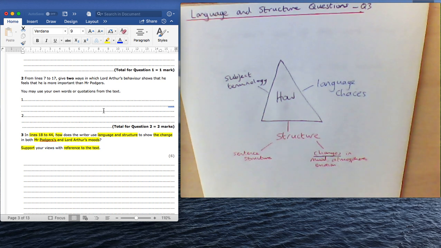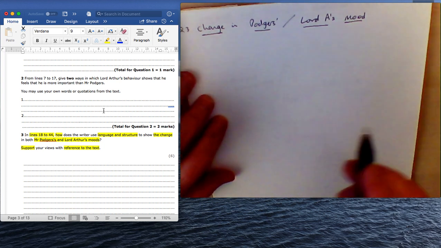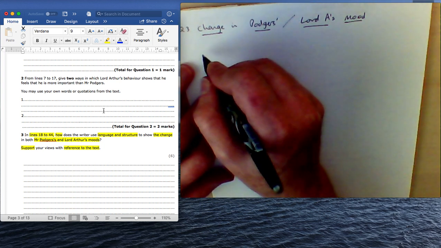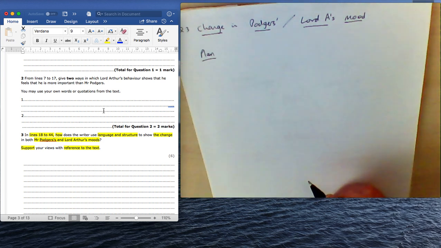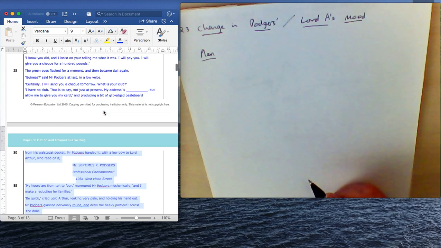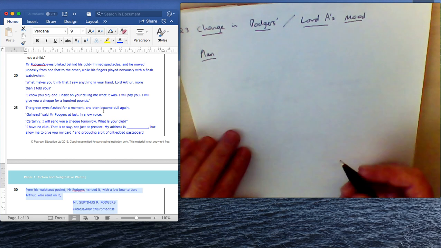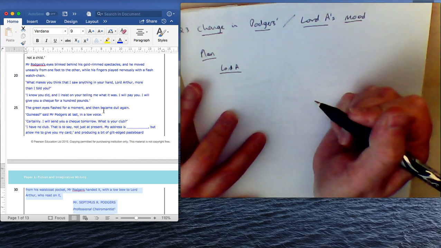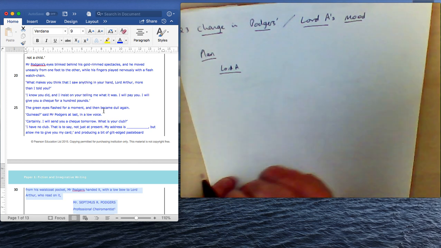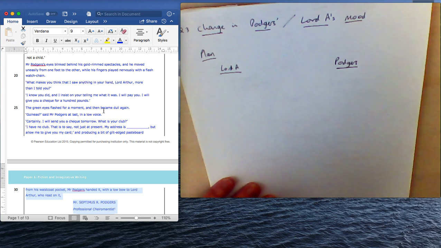So what I'm going to do is a very, very quick plan, and I'm going to model for you very quickly what I might want to talk about. Having read the extract, I'm just going to scroll up back to the extract that I've highlighted in blue text. First of all, I want to talk about Lord Arthur, and I want to think about a structural point for him. In a minute, I'll come on to Podgers, so I'll put him over there.